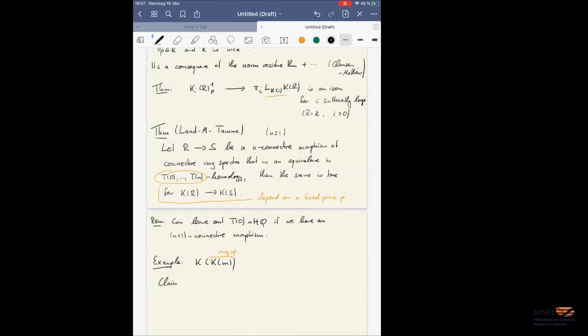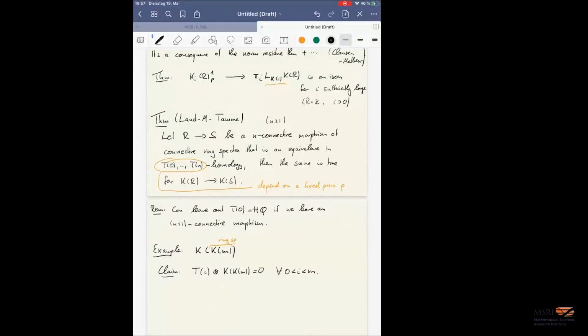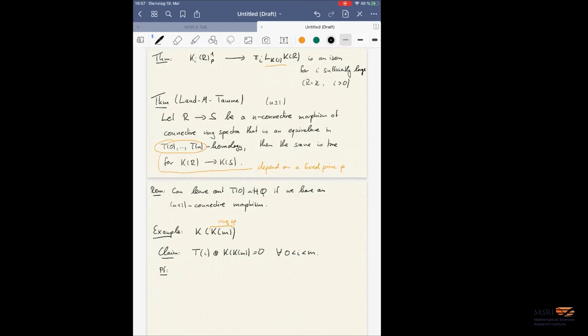So the claim is that T_i tensor this K-theory is 0 for all i between 0 and m. Okay. So what is the proof? I should tell you what the homotopy groups of K_m are.